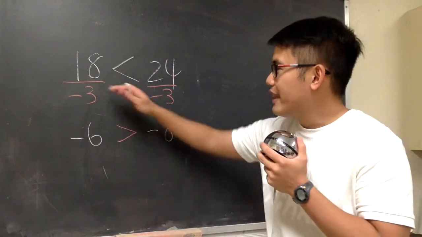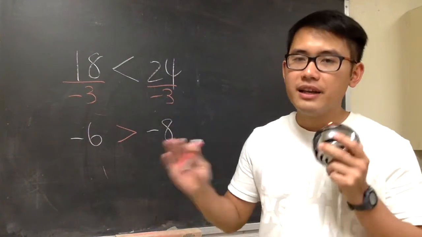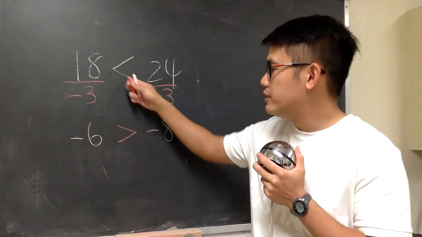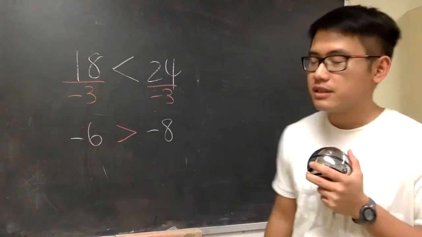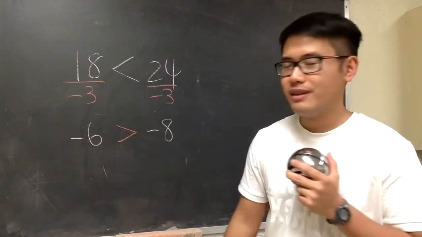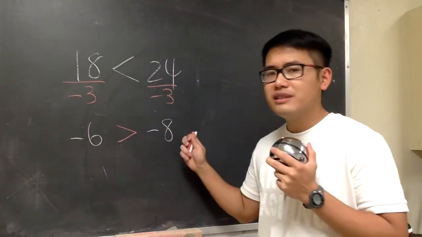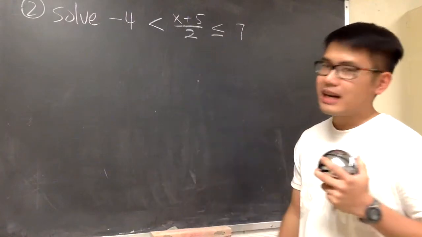So you see, whenever we divide both sides by a negative number, same thing with multiplying by a negative number, we must switch the inequality symbol. And the reason is because the more negative you are, in fact, the smaller you are, right? -8 is more negative than -6. Therefore, it's actually smaller.